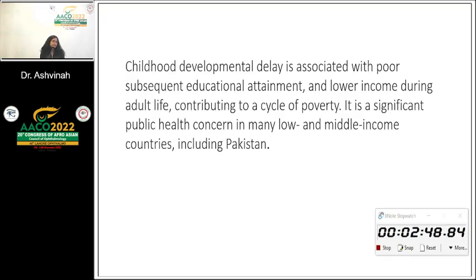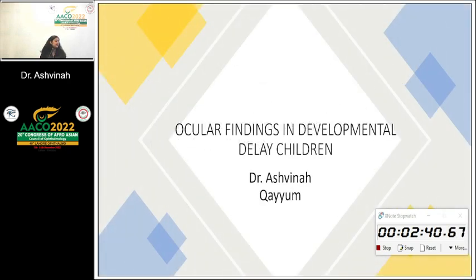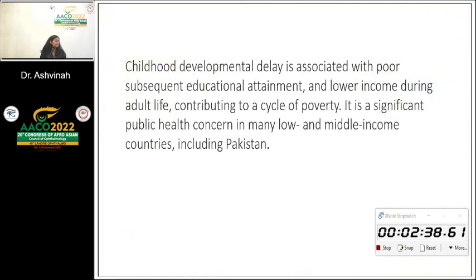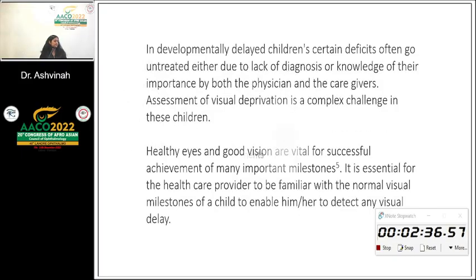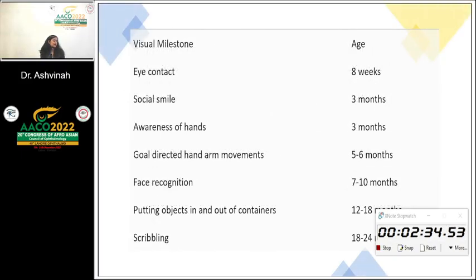Hence, it is imperative to have a proper visual assessment, and it is imperative to know the visual milestones in these children, which include eye contact at 8 weeks, social smile at 3 months, awareness of hands at 3 months, and so on and so forth.